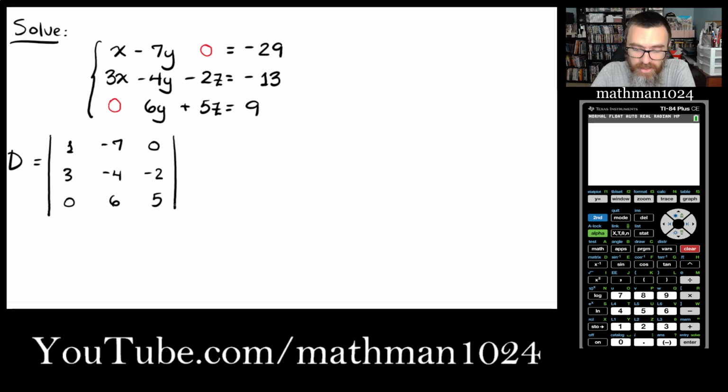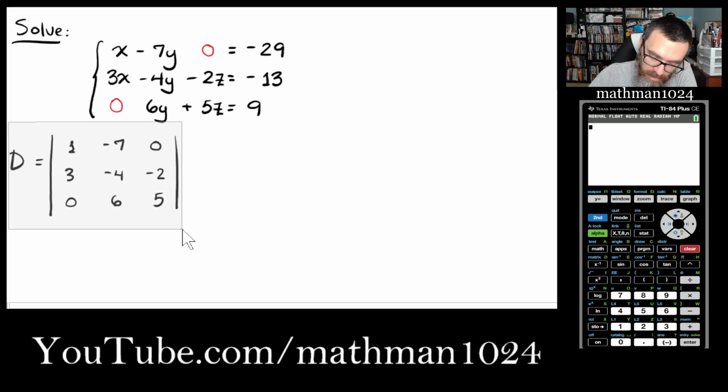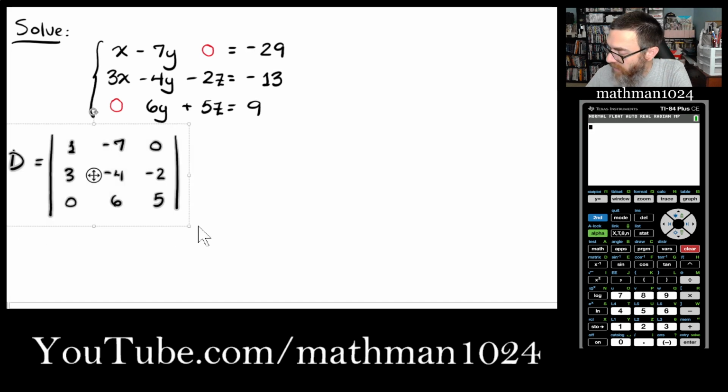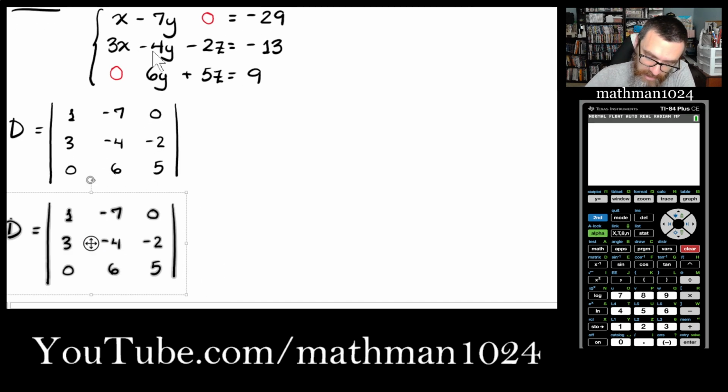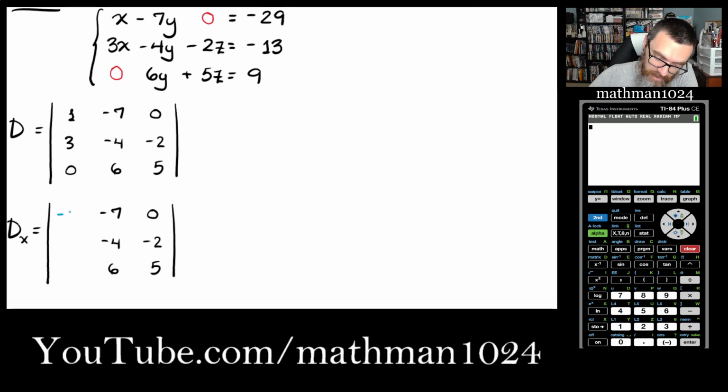All right, so there's the first one. Now, like we did before, we're just going to do a lot of copying here. So I'm going to copy this guy, and we're going to paste it down here. We're going to make this one for x, and when we did that, we destroy that first column, and we replace that with those coefficients of -29, -13, and 9.